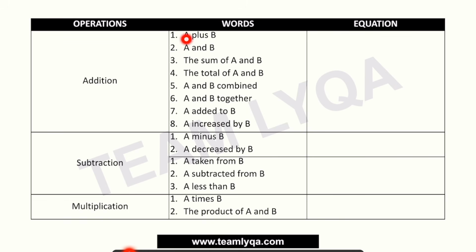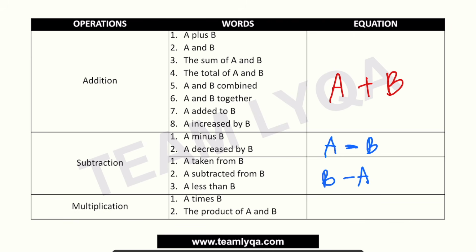For example, pag A plus B, A and B, sum of A and B. And again, we have an entire lesson nito, nakalink na lang din dito tsaka sa description box. It's called equation construction. But basically, if you see words like that, ang ibig sabihin nun, ang iyong equation ay addition, A plus B. Kapag subtraction naman, it's A minus B, A decreased by B. It looks like this, A minus B. Okay? Now, kapag A taken from, subtracted from, or less than B, magiging B minus A.